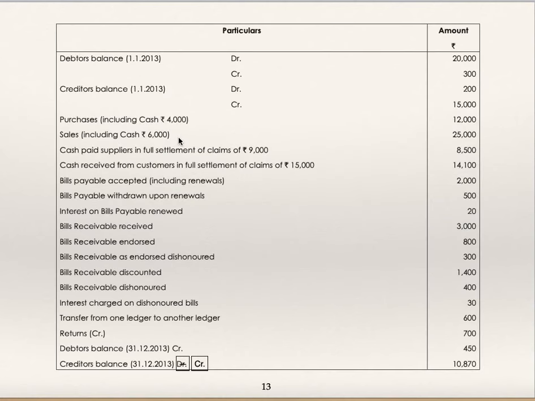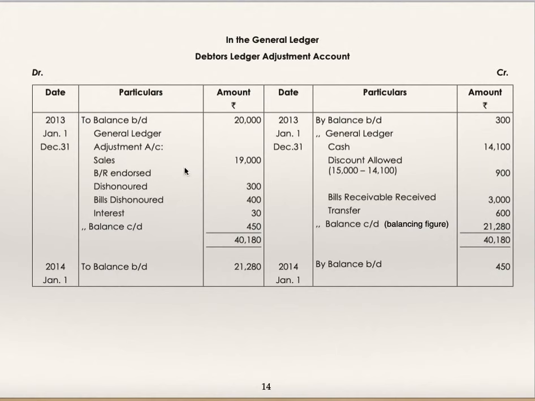Sales including cash sales. So total sales minus cash sales will be credit sales. Credit sales 19,000. Total sales minus cash sales will be credit sales. Debtors ledger adjustment account, debit side.